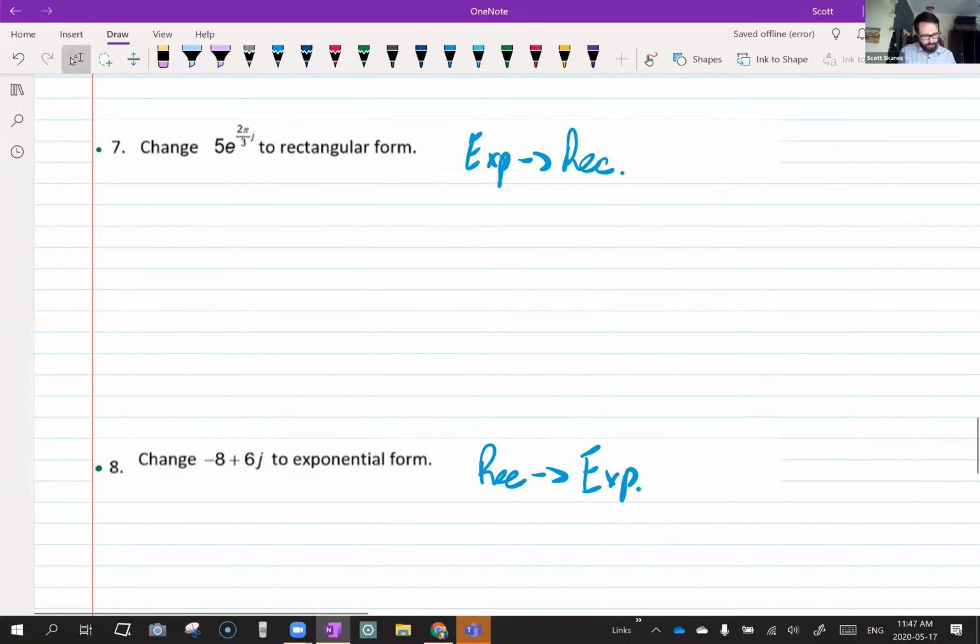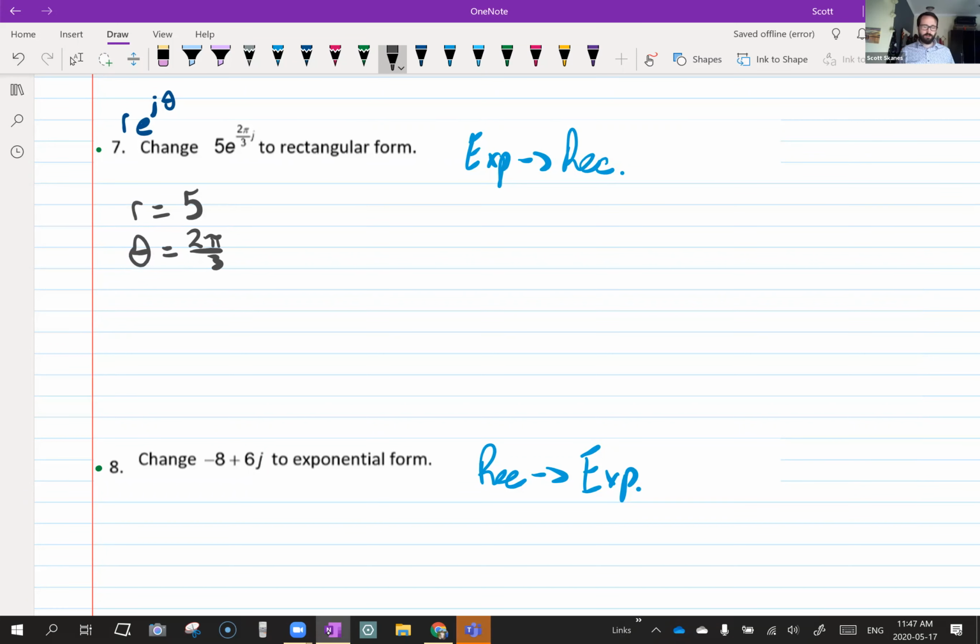Let's try changing this to rectangular form. Okay, let's start. First of all, we have r given. What is it? What's r for this? Do you remember? Well, this is in polar form, which means it's r e to the j theta. So whatever isn't the j is the theta. So yeah, r is 5 here. Theta here is actually really strange. It's 2 pi over 3.